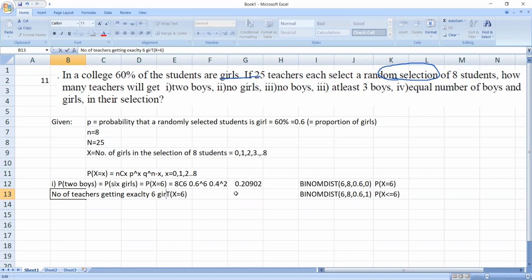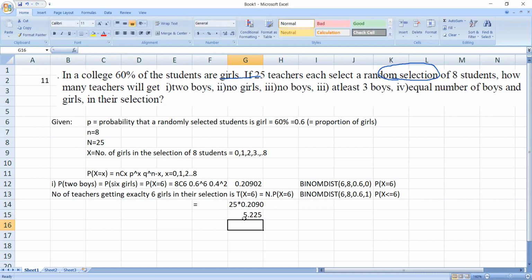6 girls in their selection is capital N into P of X is equal to 6, which is 25 into 0.2090, which comes to or close to 5 teachers.